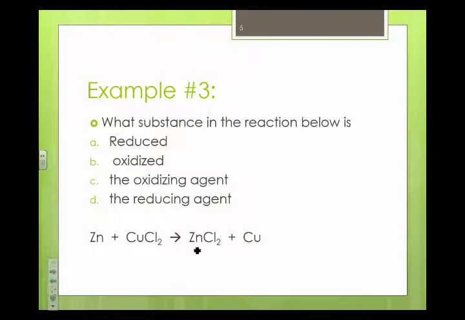Let's look at determining which substance is reduced and oxidized, and what's the oxidizing agent and the reducing agent. Keeping in the back of our mind, LEO goes GER: we lose electrons, we are oxidized; we gain electrons and are reduced. I'm also remembering that the oxidizing agent is going to be the thing that's reduced, and the reducing agent is going to be the thing that's oxidized. So really, if I can figure out the first two, A and B, then I've got C and D without too much of a problem.